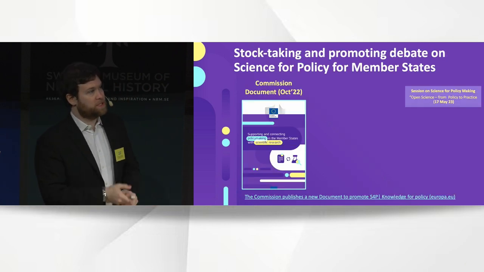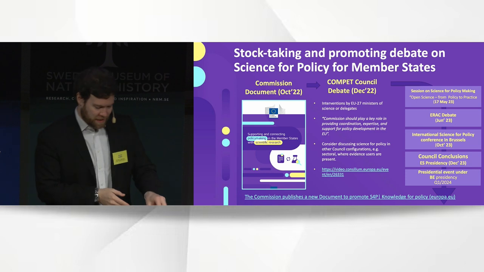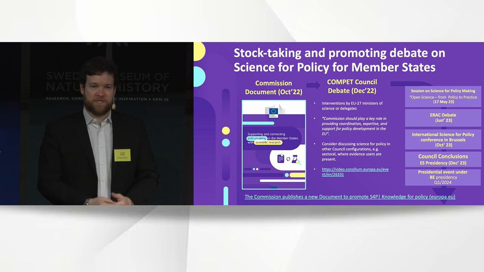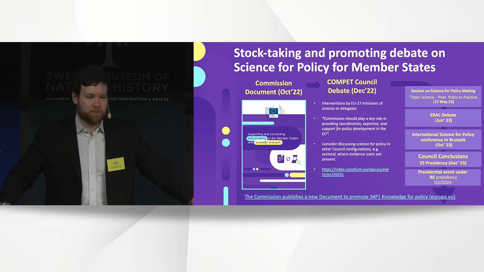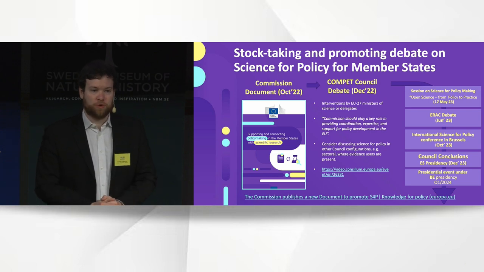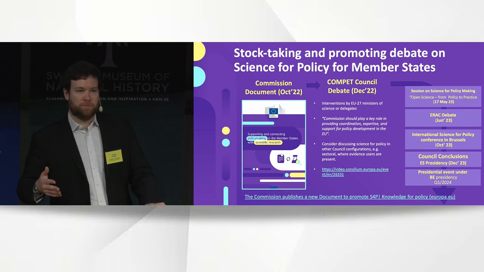And now I'm coming to a practical example. I'm just going to give you the whole slide already. Coming to a practical example of how all of this can practically be implemented, or how we can practically try to implement this. So first of all, we started off with a commission staff working document. And this hopefully in the future will lead to council conclusions, also on evidence-informed policymaking or science for policy.